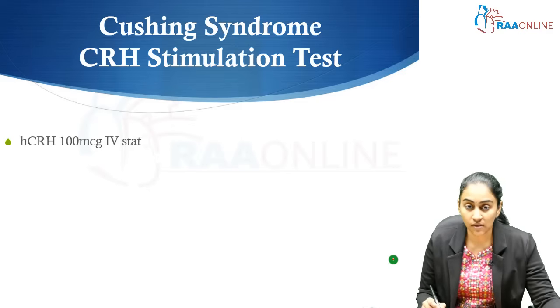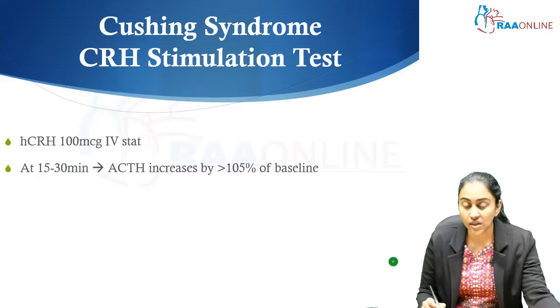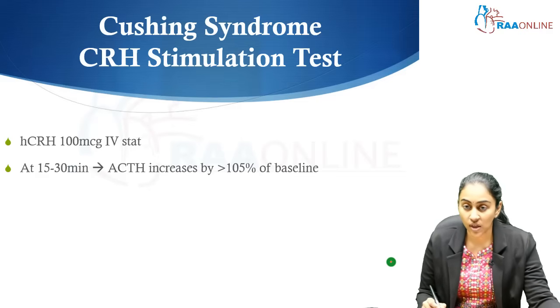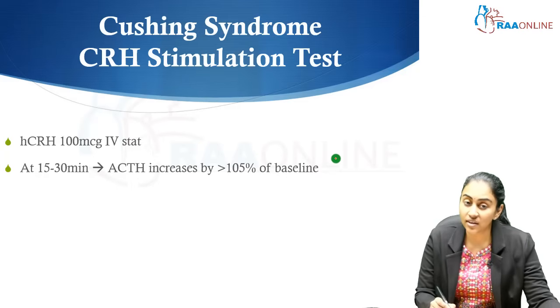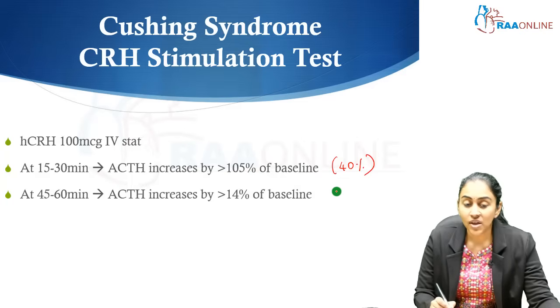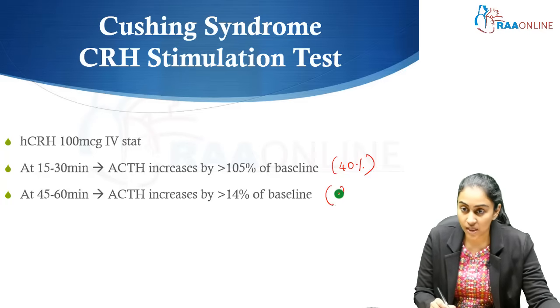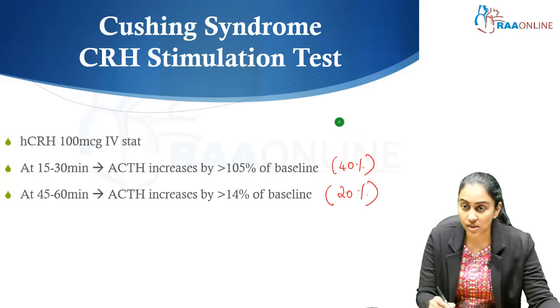Now, what is a CRH stimulation test? Human CRH is given at a dose of 100 micrograms, and at 15 to 30 minutes, we check an ACTH. Usually, when the human CRH is given, the ACTH increases by more than 105% of baseline. When the ovine CRH is given, it increases by more than 40% of the baseline. Similarly, at 45 to 60 minutes, we look for the ACTH increase. If human CRH is given, the increase is by more than 40% of baseline. If it is ovine CRH, the increase is by 20% of baseline.